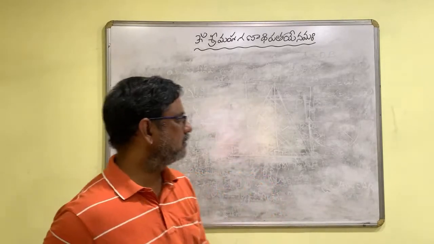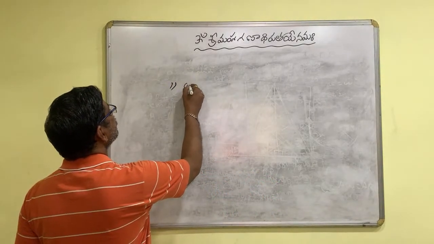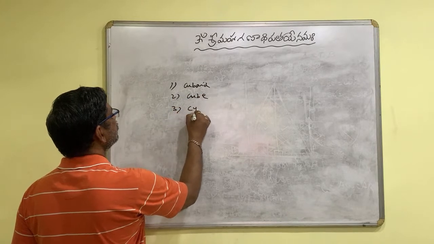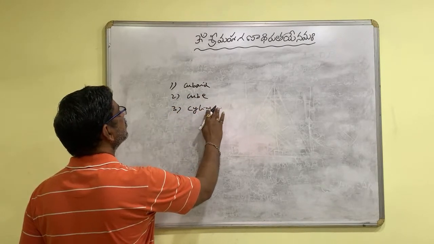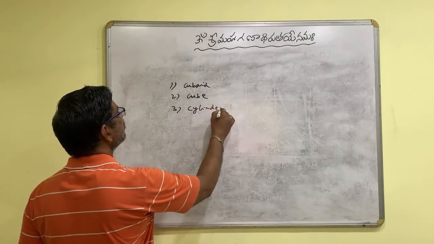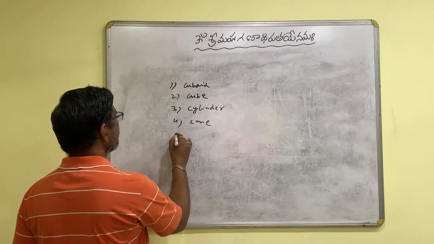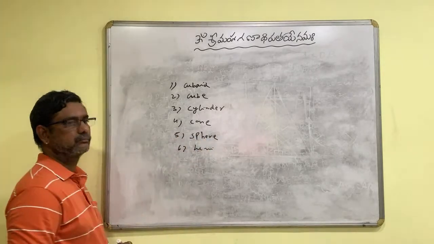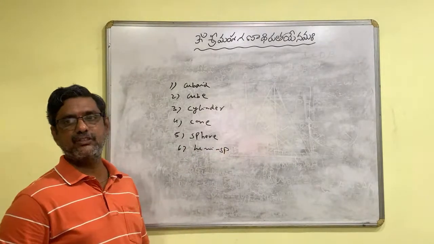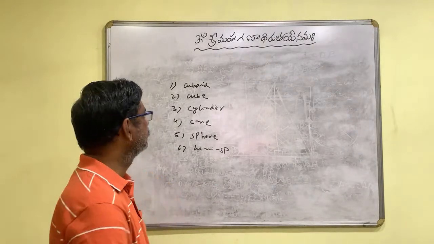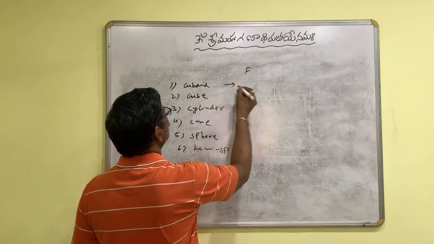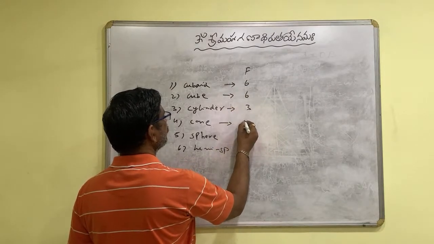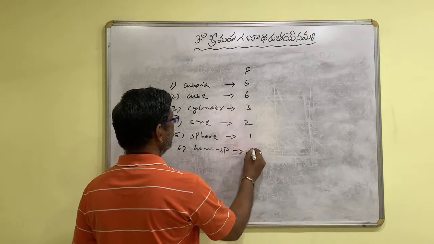In our syllabus we have cuboid, cube, cylinder, cone, sphere and hemisphere. Six objects in total. Cuboid has 6 faces. Cube has 6 faces. Cylinder has only 3. Cone has 2. Sphere has 1. And hemisphere has 2.